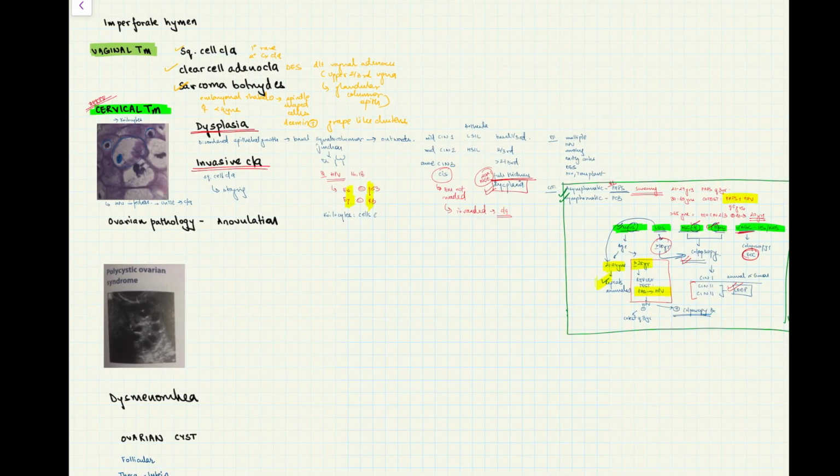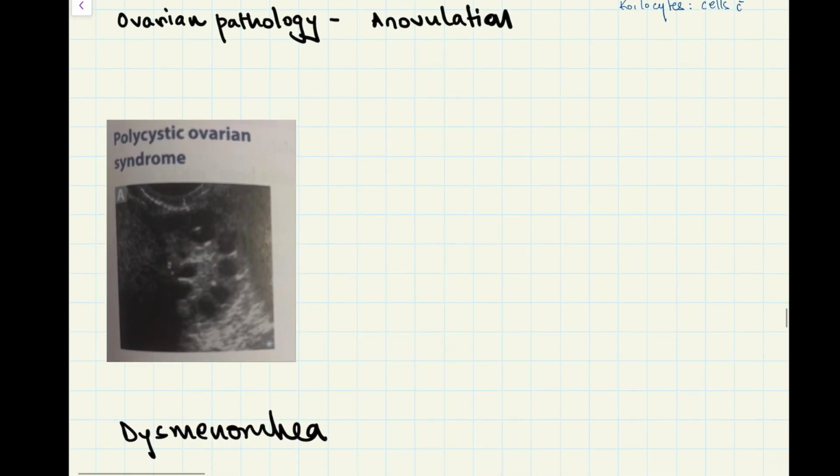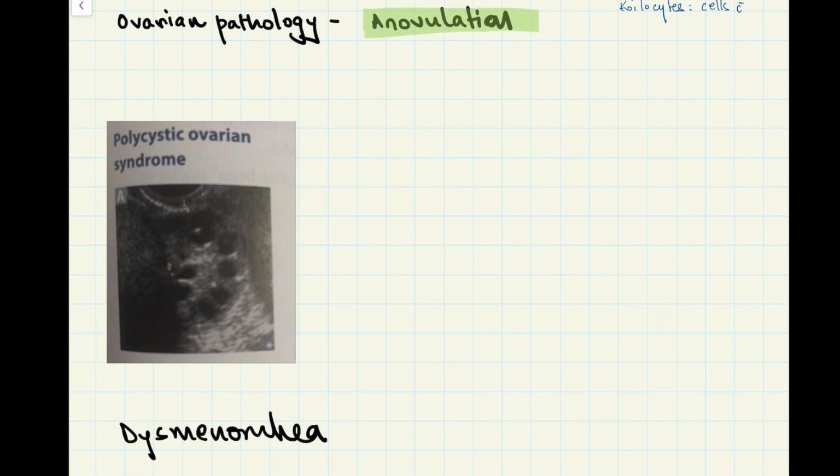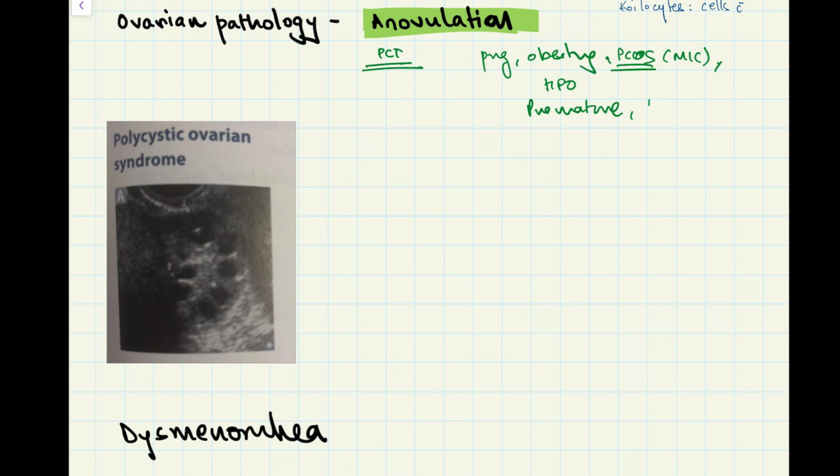Moving forward, the next topic is ovarian pathologies. So first let us look at the benign ovarian pathology, starting with anovulation. Right. Anovulation is detected by the progesterone challenge test, and it includes pregnancy, obesity, PCOS, which is the most common cause, dysregulation of hypothalamic, pituitary and ovarian axis, then premature ovarian failure, thyroid disorder and eating disorder. Right.